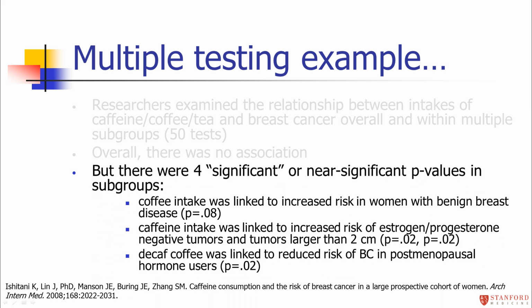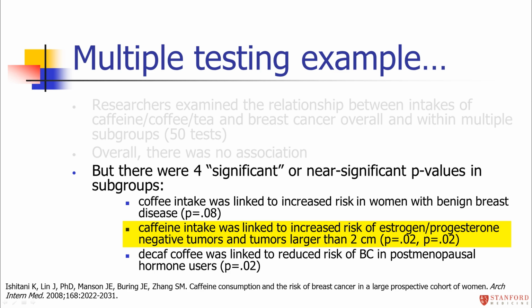However, they came out with 4 significant or near significant p-values at the level of 0.05 in some subgroups. They found that coffee intake was linked to an increased risk of breast cancer in women who had benign breast disease. That's a particular subgroup. The p-value there was 0.08, so not quite statistically significant at the conventional 0.05.